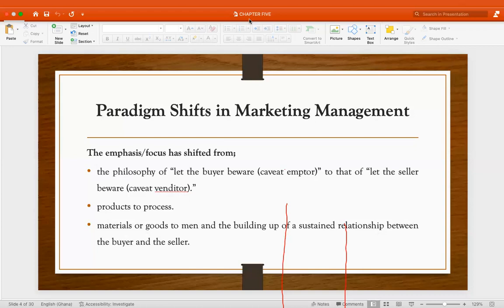Marketing ethics also talks about selling products that are not harmful. Someone will not come and buy your product and he buys it at 20 Ghana cedis, and the next time it's over 100 Ghana cedis. So marketing ethics also has to do with truthfulness in disclosing the quality and effect of the product.